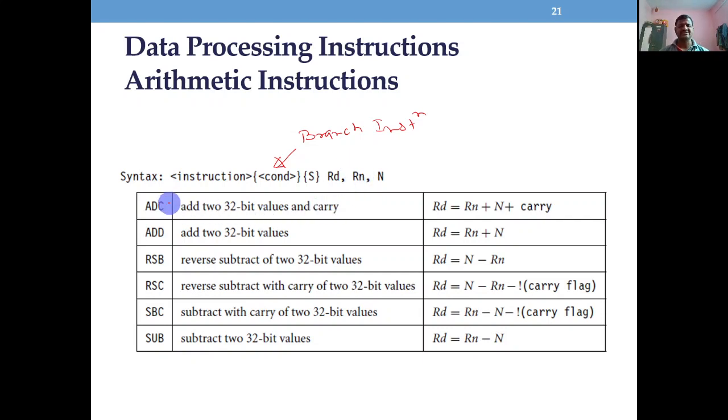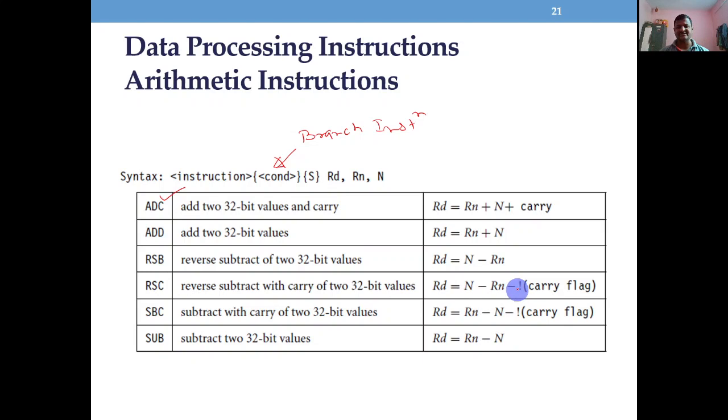The first instruction is add with carry. It will not add only these two numbers, Rn and Operand2, but also the status of the carry flag bit, which can be either 0 or 1 during execution of add with carry. Next, the add instruction only adds Rn and Operand2. It will not add the carry, only simple addition. Then reverse subtraction: here Operand2 minus Rn, reversely subtracted.